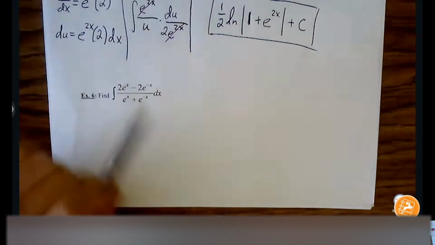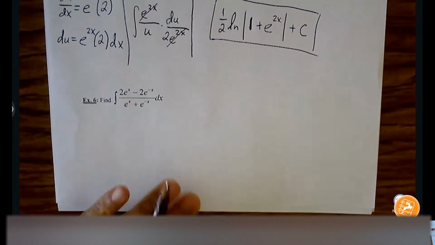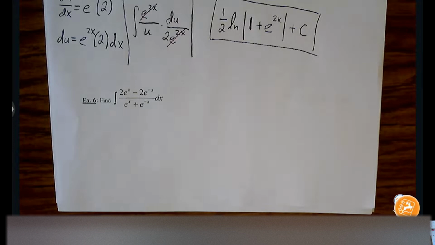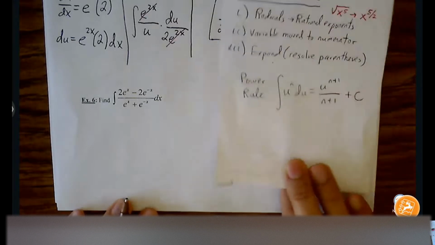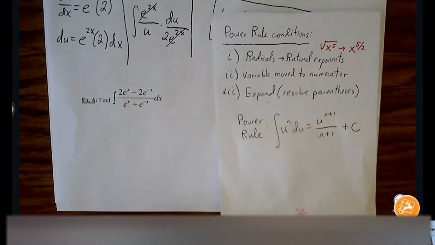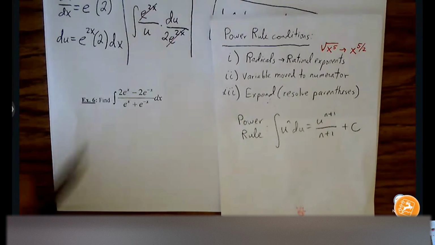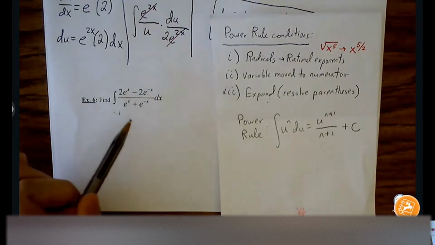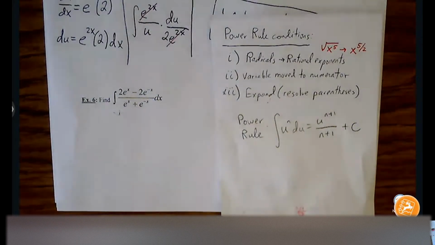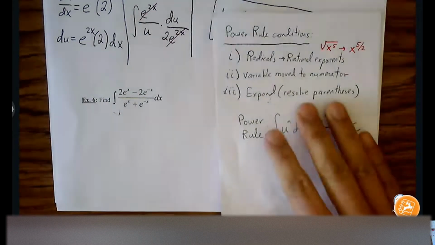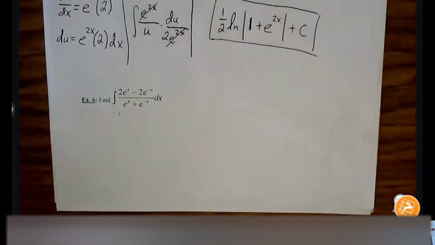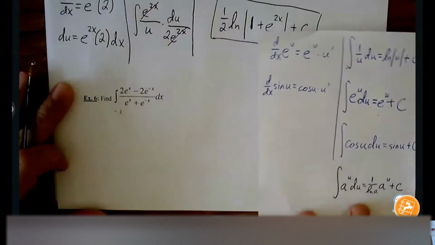We have the integral of 2e to the x minus 2e to the negative x, all over e to the x plus e to the negative x. If we try to move things around, the denominator is not easily movable because we have multiple terms added together. So we're kind of stuck in this form. Maybe we look at our second option, which is use substitution.